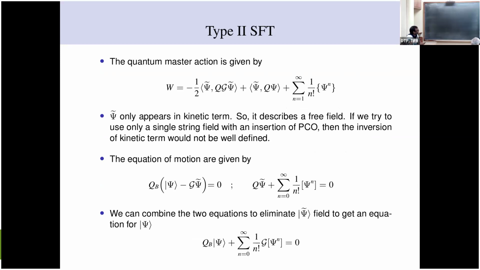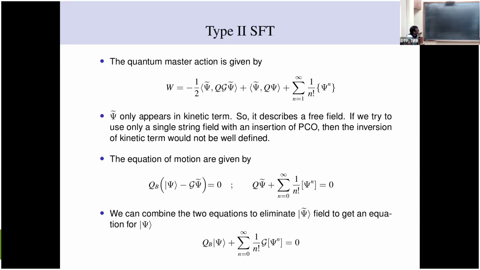But suppose you try to use only a single string field psi, then it will require an insertion of the PCO. But then the inversion of the kinetic term will not be well defined, because the inverse PCO operator is not a very well defined object. So that's why one has to introduce two kinds of string fields here, psi and psi tilde.